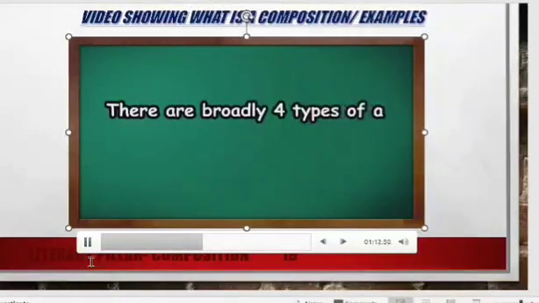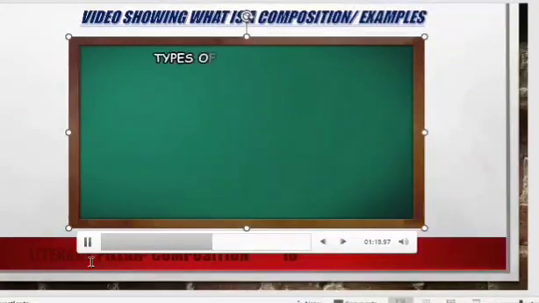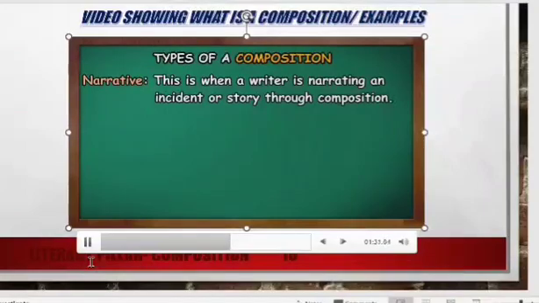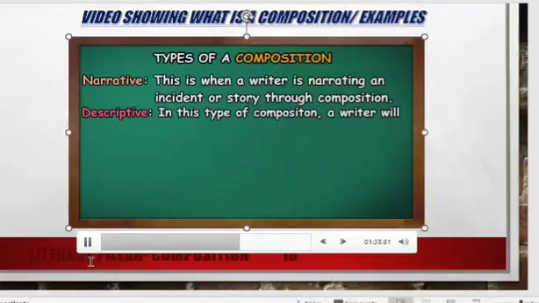Now, there are broadly 4 types of a composition. Let's check out the types of a composition. The first is narrative. This is when a writer is narrating an incident or story through composition. The next type is descriptive. In this type of composition, a writer will describe a place, an object, or an event.